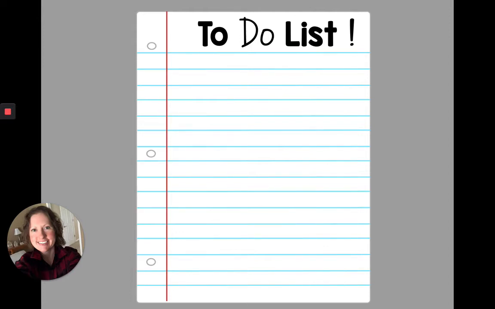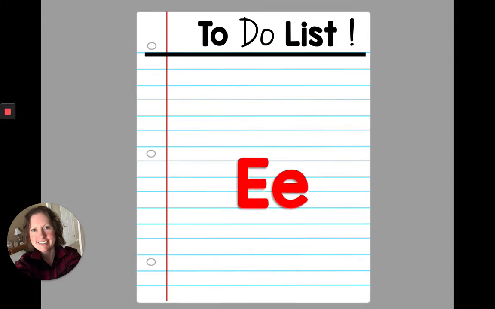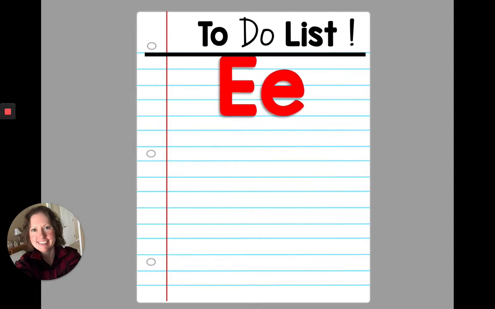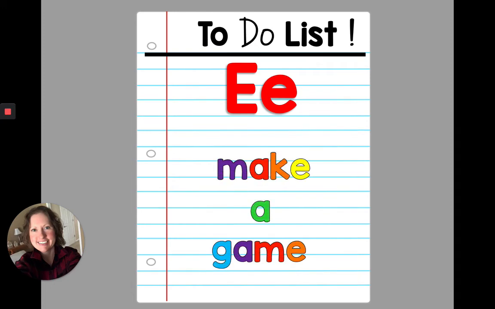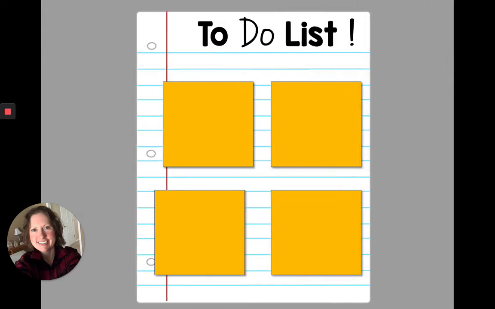Let's take a look at your to-do list for what you could do after this video is over. It's going to focus on that sound made by the E. E says eh, and we're going to make a game. In order to get ready to make this game, we need to have some small pieces of paper. They can be Post-it notes or just pieces of paper that you've cut. If they're not already a color, go ahead and color them with a light colored crayon. We don't want to color them with a dark colored crayon or have them be too dark of a piece of paper because we're going to write on them and we want to be able to see the letters that we write.